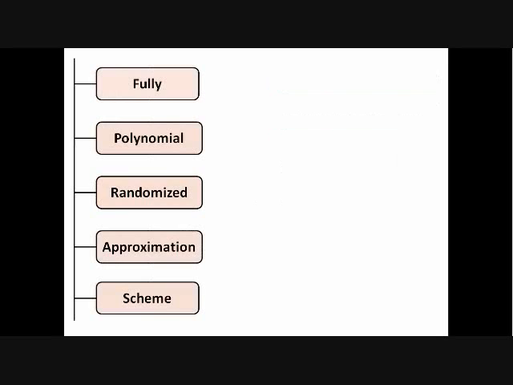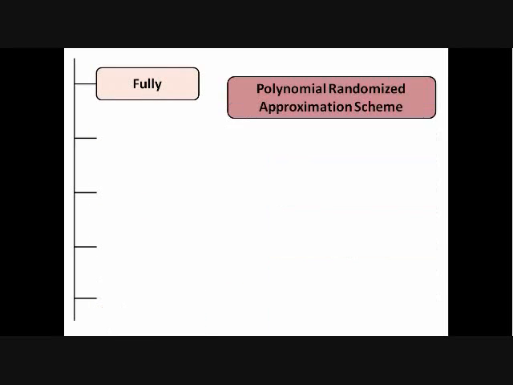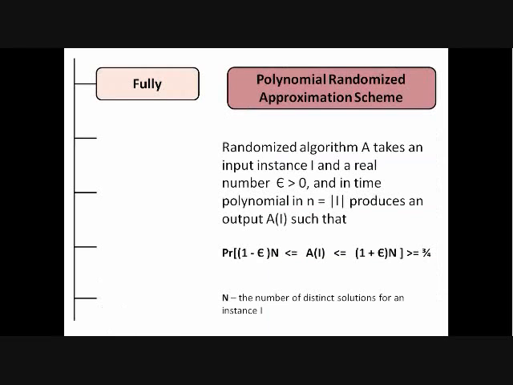Moving on to the next one, we have a polynomial randomized approximation scheme. What makes this definition interesting is that we have a bounded solution which is supposed to be in polynomial time, and now we say that it occurs with a probability of delta. In the represented equation, delta is represented as 3/4.